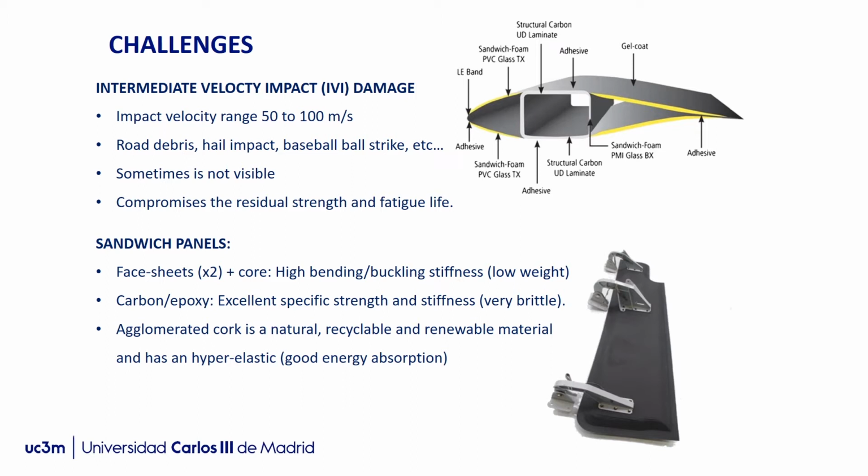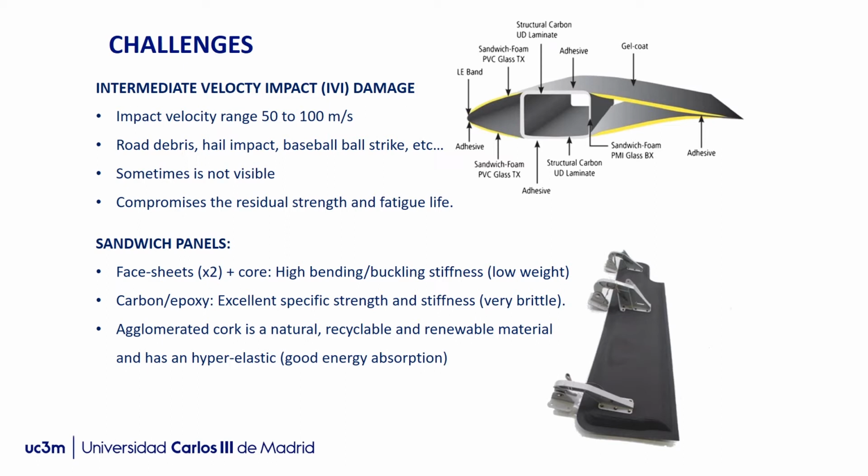Sandwich panels are widely used in fast-growing industries such as aerospace or automotive, and in wind energy. They are made by 2 strong and stiff face sheets separated by a lightweight core, what gives this structure a high bending and buckling resistance while maintaining a low weight.